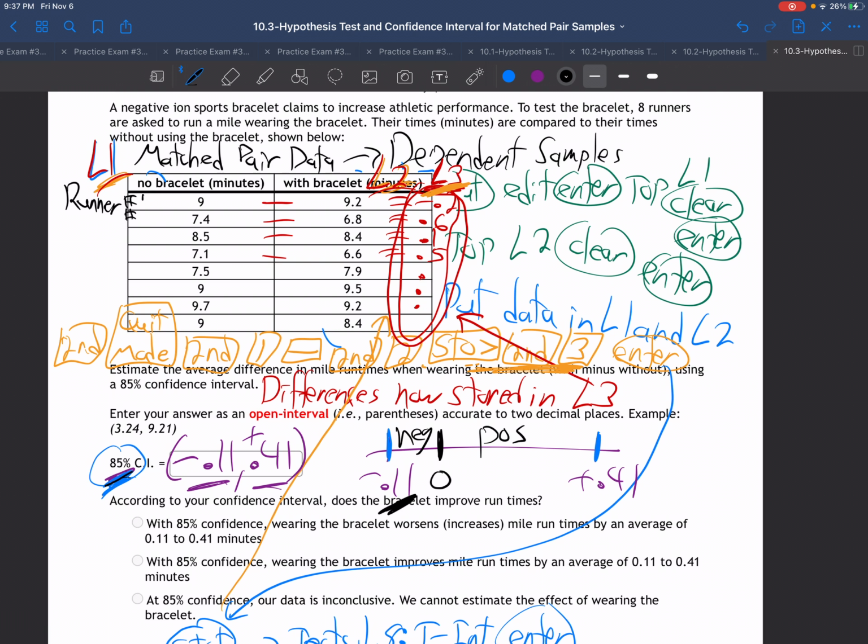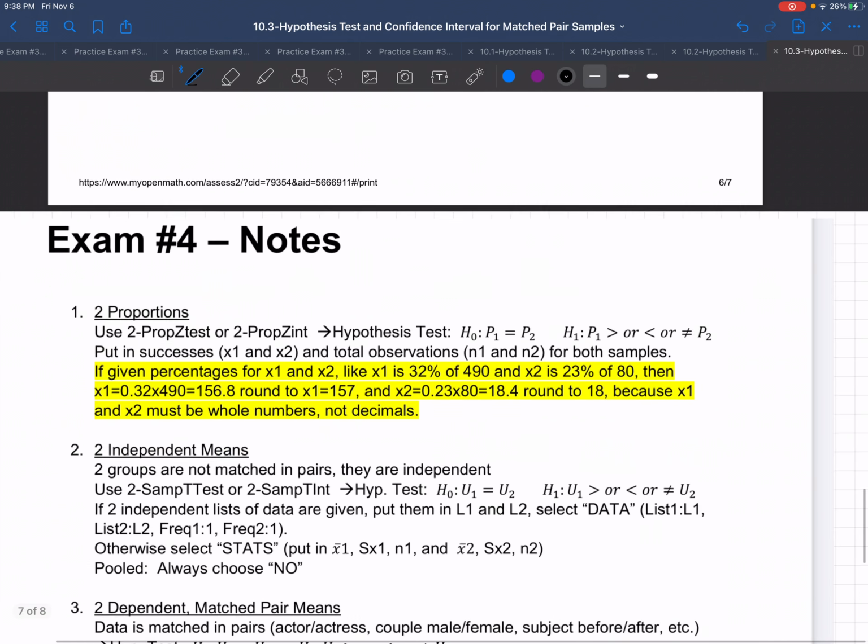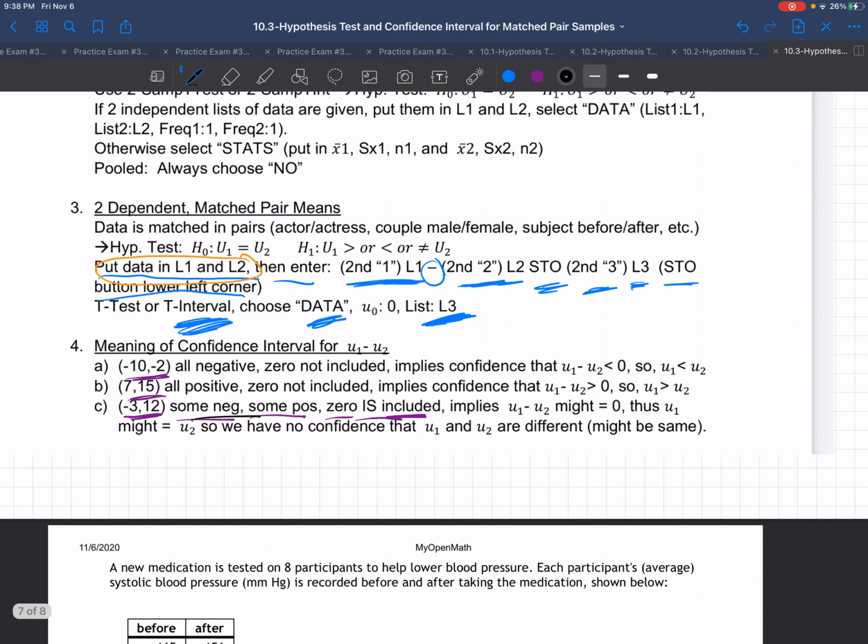Well, we're 85% sure that the real average forever for this bracelet, the difference between no bracelet and bracelet, for athletic performance when they run, is going to be between negative 0.11 and positive 0.41, which means it could be negative because there are some numbers below 0, or it could be positive because there are some numbers above 0. So we don't really know whether it's negative or positive. Some negative, some positive, which means the difference could be 0. There could be no difference.